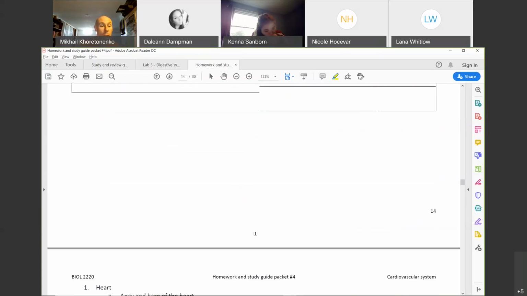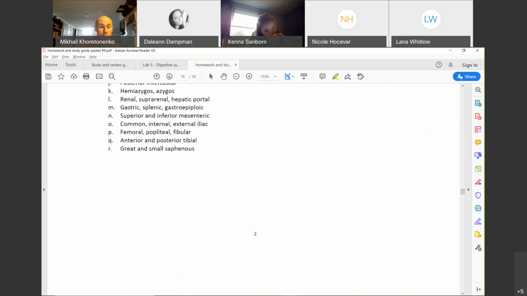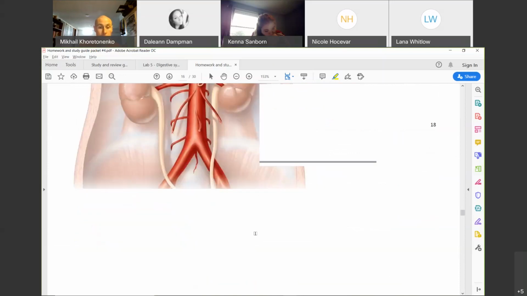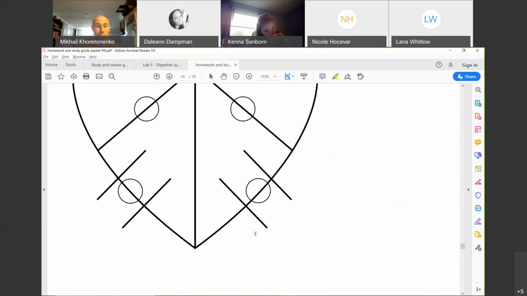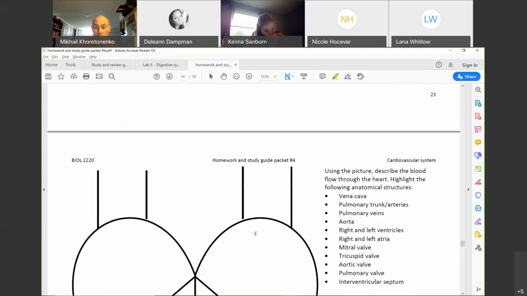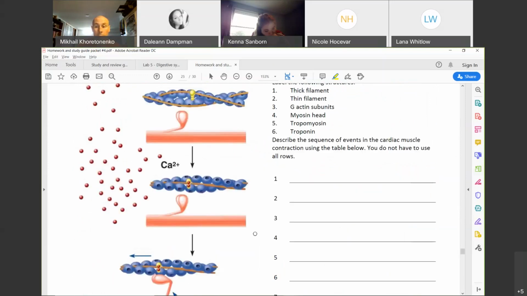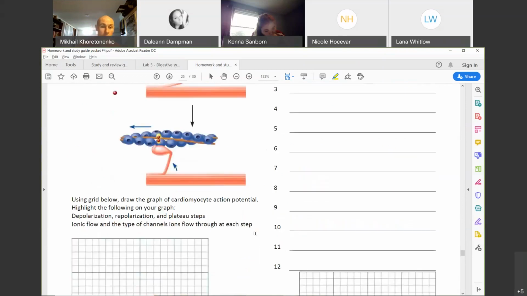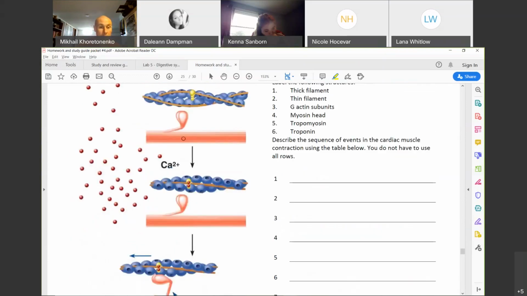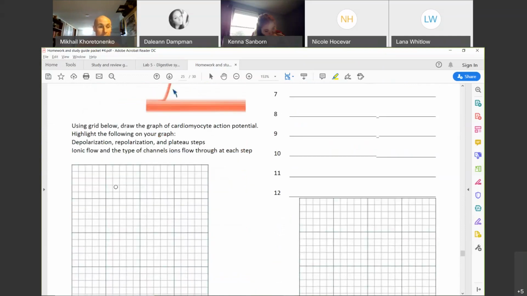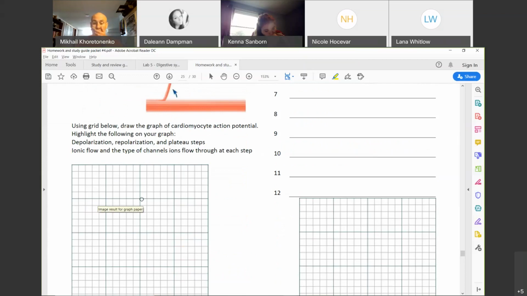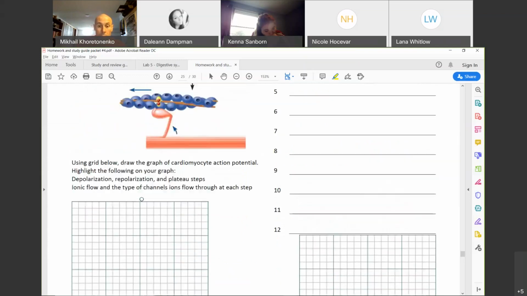Okay, so that's not relevant anymore. So this one, I strongly encourage you to be able to label it. This one is for review: calcium binds to troponin, switching tropomyosin, forms crossbridge. Cardiomyocyte action potential. You're not going to be drawing anything, but it's still helpful to know what is going on, okay?